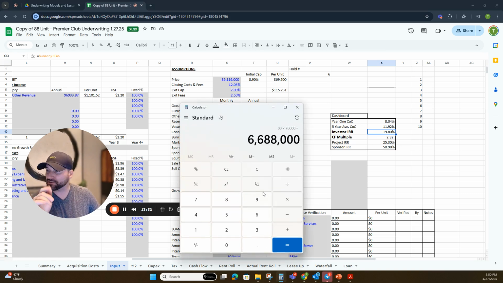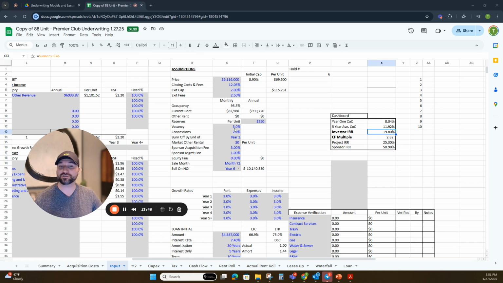Because right now there's 84 units that are occupied out of 88. Hold on, let's see. 84 units divided by 88. That's 95% occupancy, right? So if we just change our assumption to a 5% vacancy, then we're looking at a 19% IRR. Very healthy deal at a 5% vacancy rate. So if you're negotiating with your broker, this is where, say we went to 6.5 million, right?